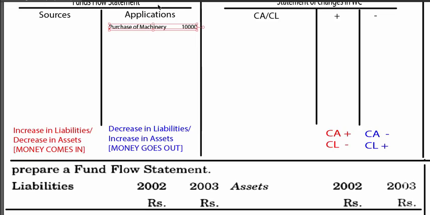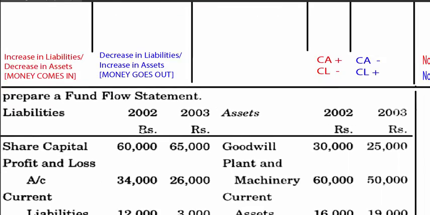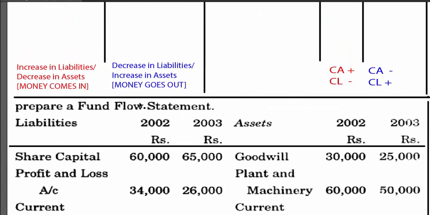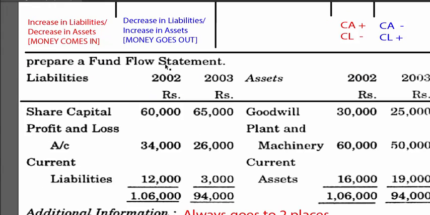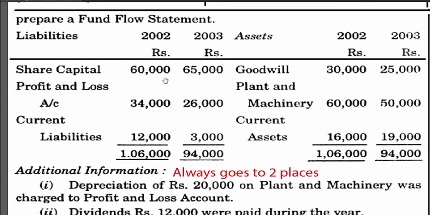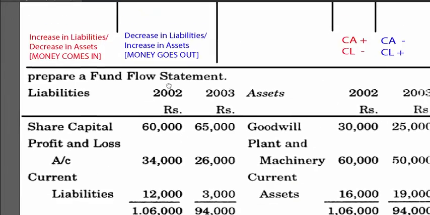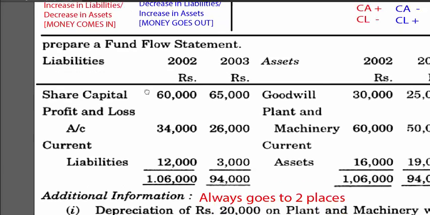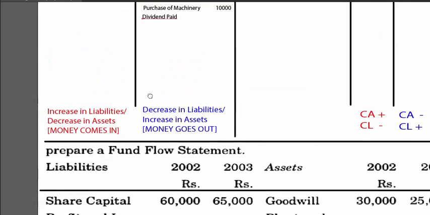Okay, the next adjustment is dividends. Now 12,000 were paid during the year as dividends. So when you pay dividends, the money actually is going out. So 12,000 was paid during the year, so money goes out, so it's an application again. So we can just put dividend paid, and that is 12,000. So we paid 12,000 as dividends.